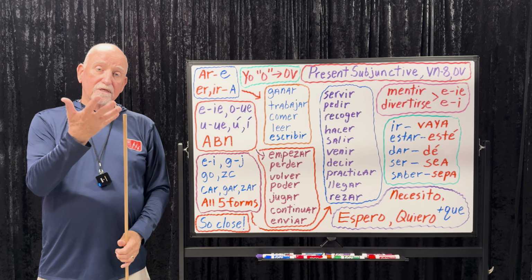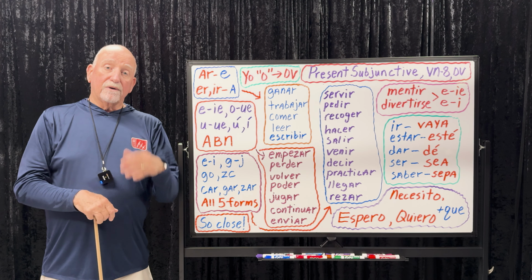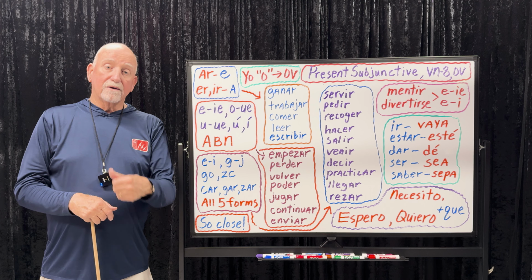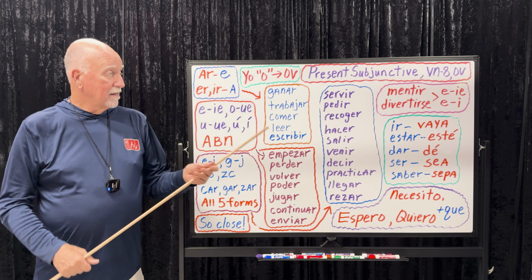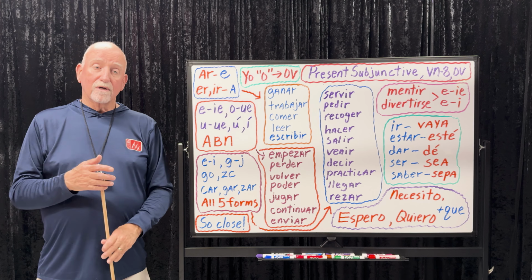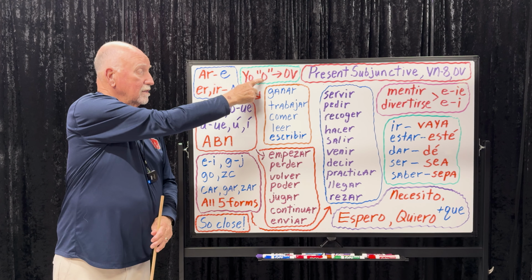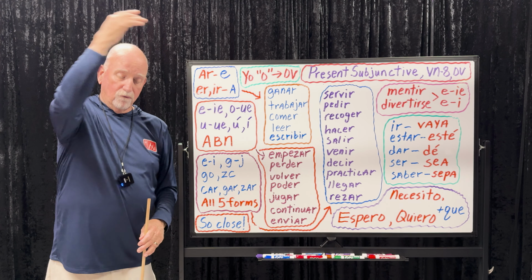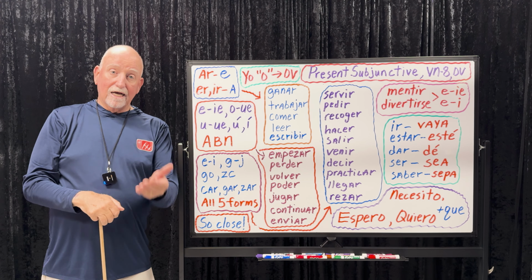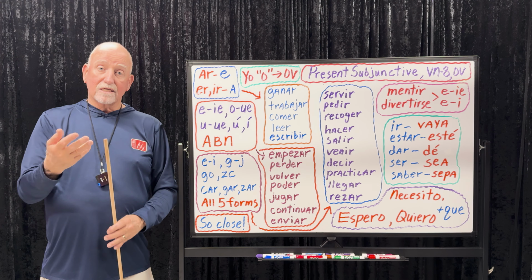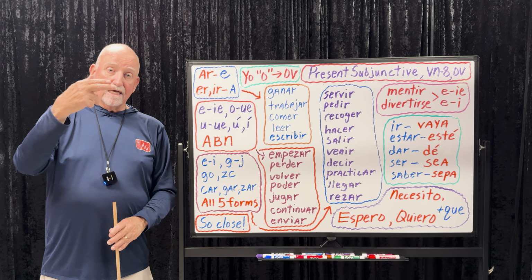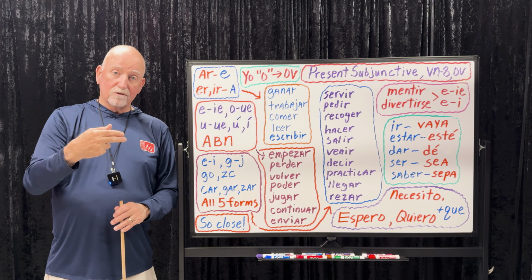Recoger is to pick up something. With the J-A, recoja, recojas, recoja, recojamos, recojan. Hacer, to do, it's a go verb. Hago, ER verb becomes haga, roll it. Haga, hagas, haga, hagamos, hagan. Same thing here with salir. Salgo becomes salga. Salga, salgas, salga, salgamos, salgan.